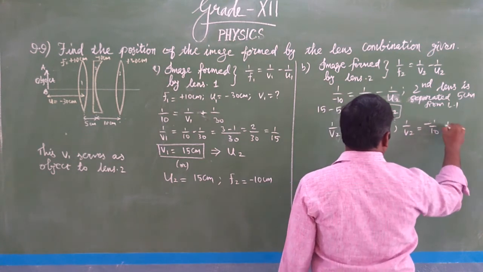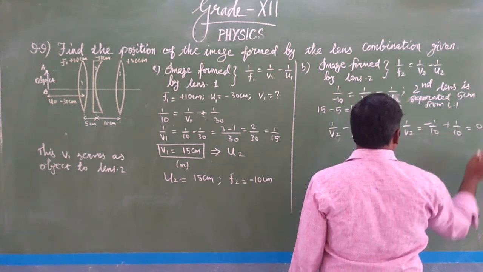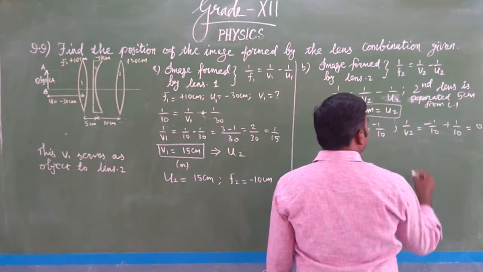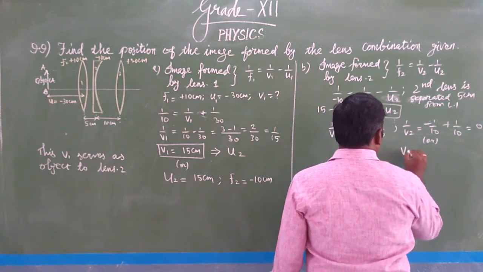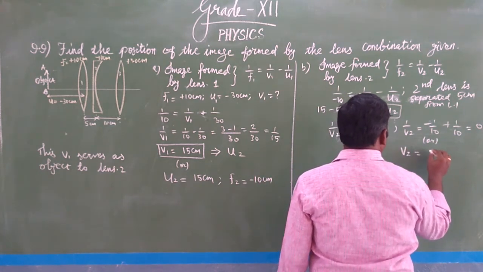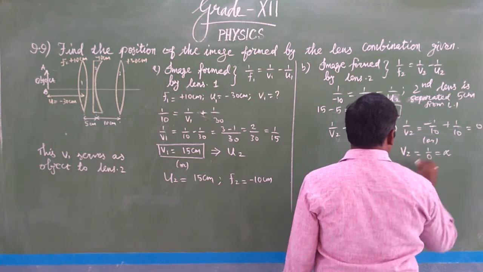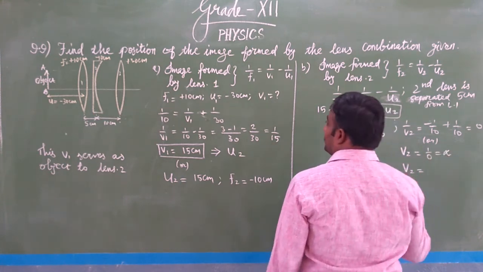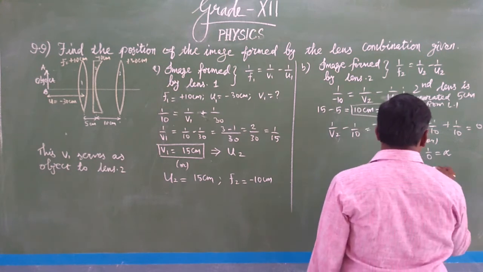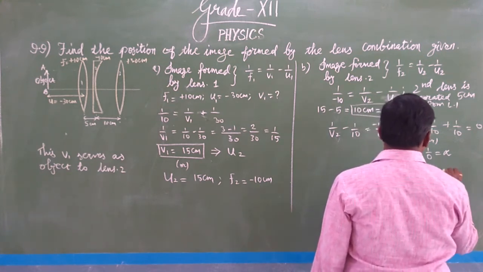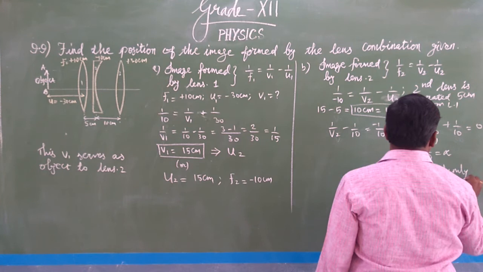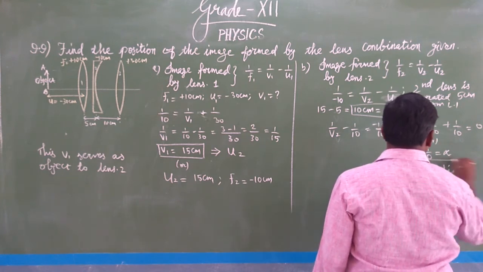This you transfer that side, the plus 1 by 10, so it becomes 0. So 1 by V2 is equal to 0, or V2 is equal to 1 by 0, which is equal to infinite. Therefore, the final image in the second lens combination, the image is formed at infinity.